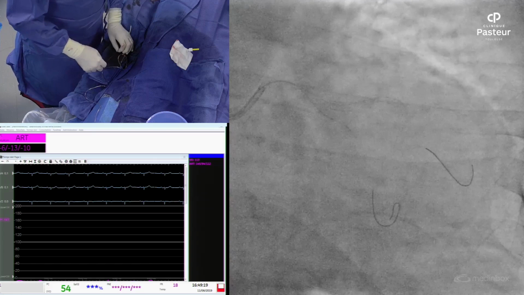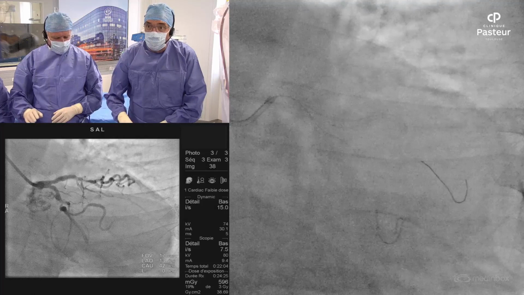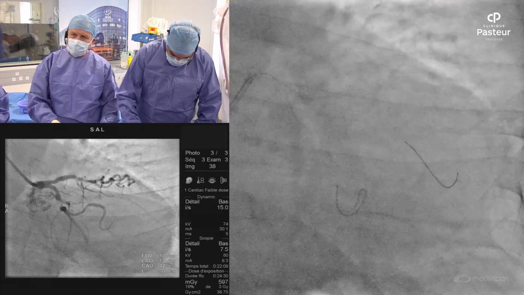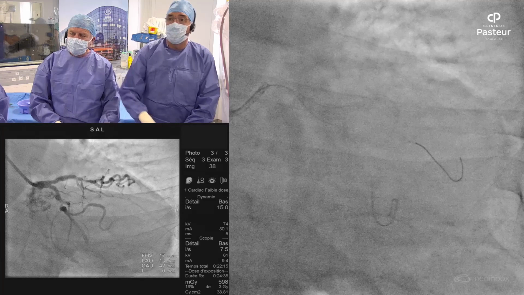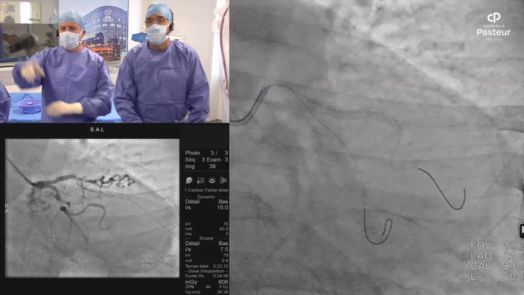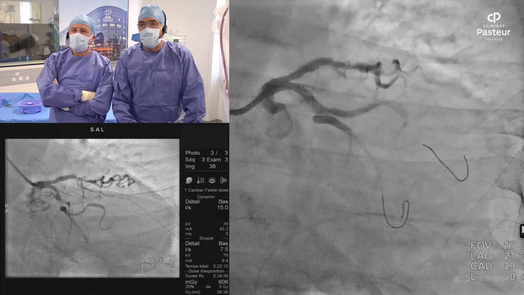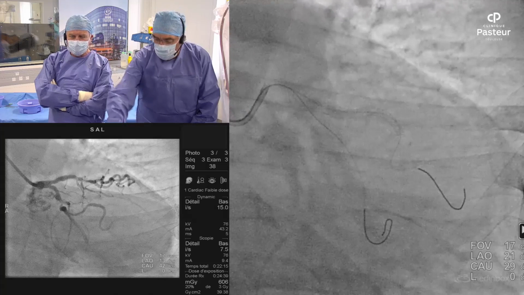But good. So now we have the OM2 wire jailed by the stent in proximal. Now we remove the balloon of the stent. Maybe we can take a view. Yeah. It's good. You see now that the wire is going back. So question now, what do you think? Take a 3.0, certainly. Do a POT, we have a 3.0.